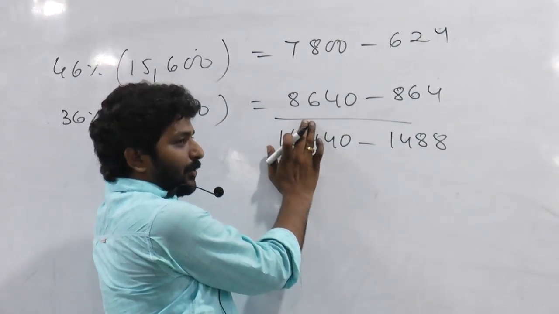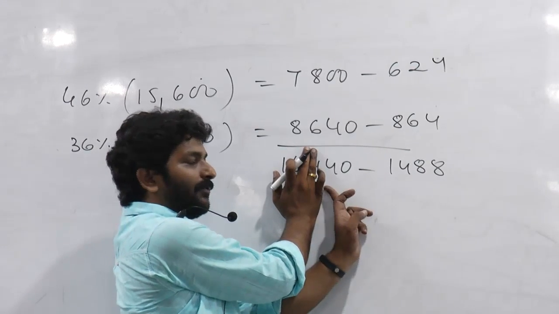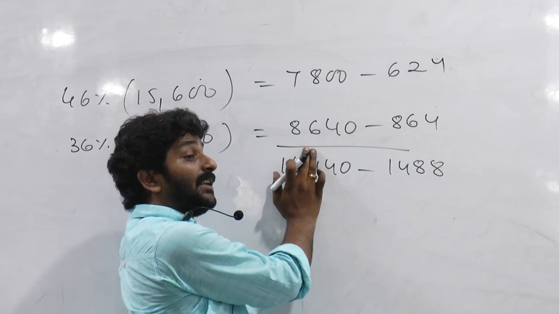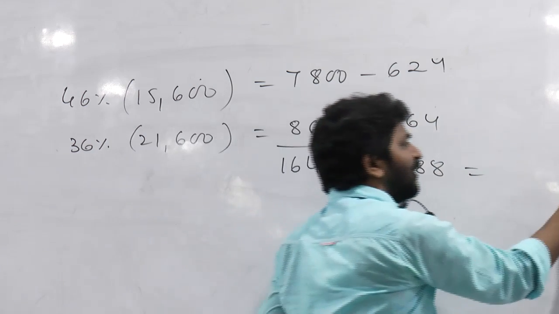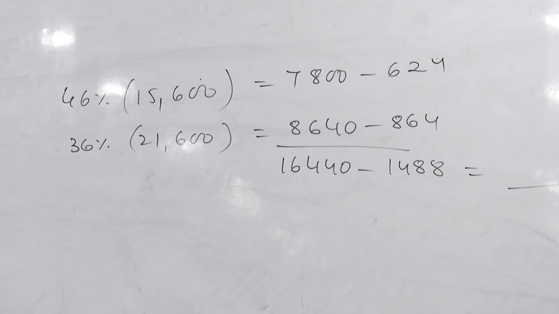I'll treat this number, last 2 digits, 40. From 40 you cannot subtract 88, so I'll treat it as 140. 140 minus 88, 52. Your answer should end with 52. How many are there? Option 1. Otherwise you need to calculate everything.